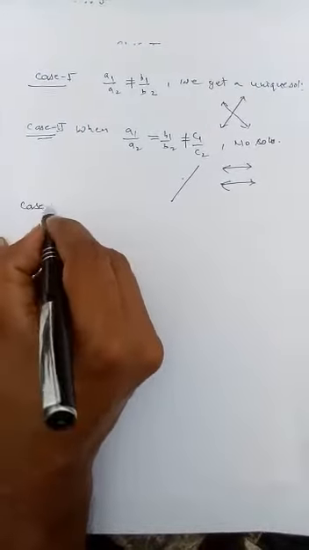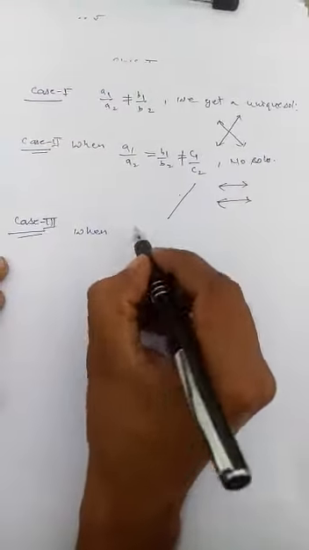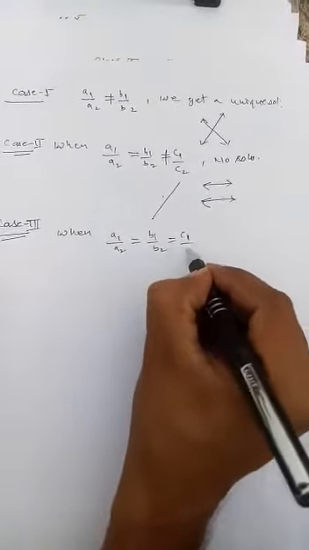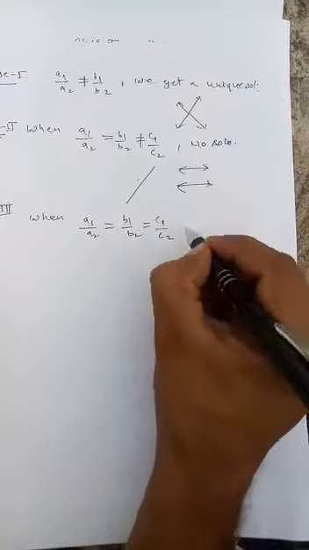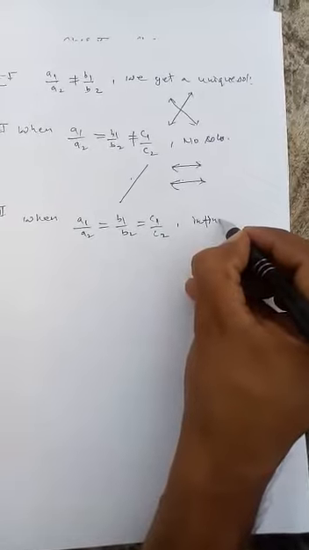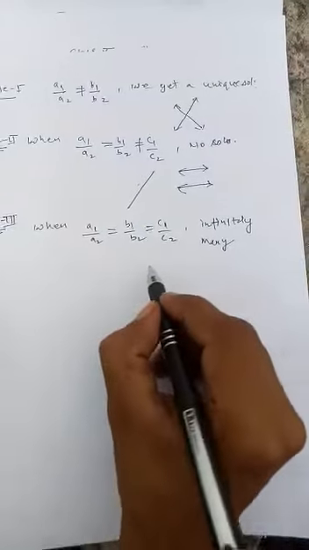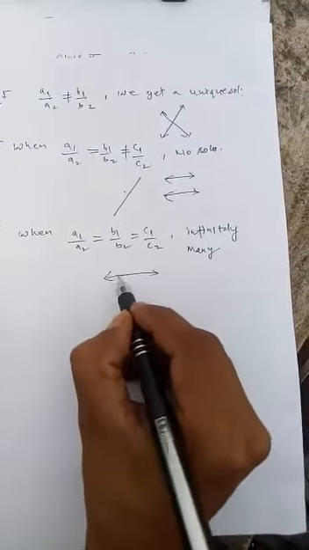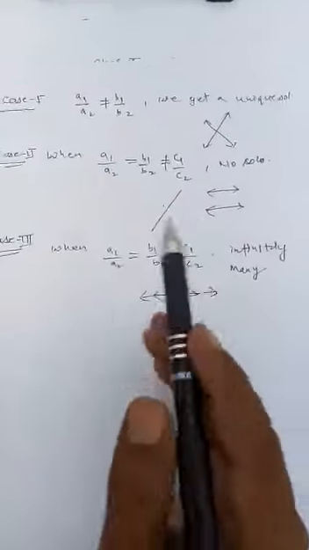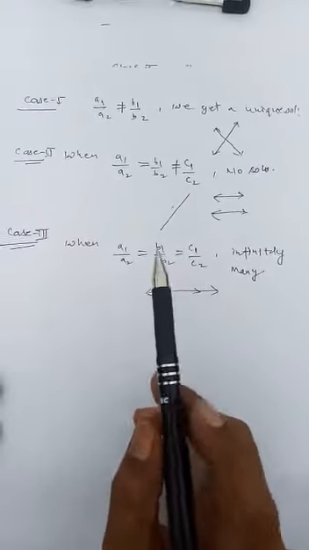In case third, when we get the ratio a1 upon a2 equals b1 upon b2 equals c1 upon c2, then we have many solutions, or infinitely many solutions, and in this case we will get the same line on a graph paper for both equations of the pair of linear equations. So this is a summary of all about the cross multiplication method, and in the next video we will see how we can use this method.